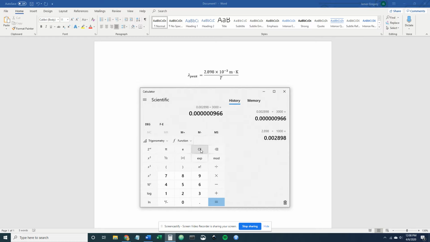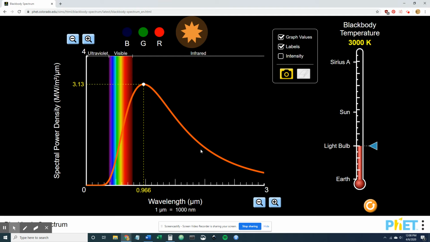Oh, and I get 0.000000966. That's actually 966 times 10 to the negative 9, 966 nanometers. So according to this, Wien's displacement law helps us to find the peak wavelength, which we can also see on this interactive simulation. I hope this helps.